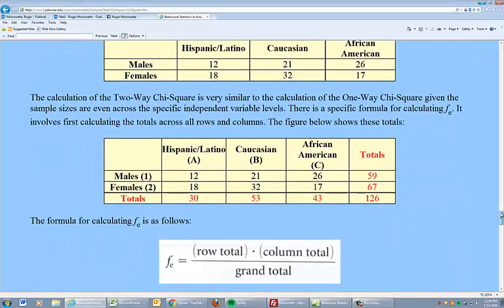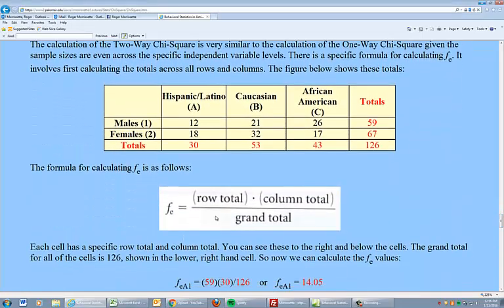Now the f sub e is arguably a little easier because we have a formula for that. You want to calculate f sub e for each cell individually. It asks for the row total right here times the column total, here are the column totals, here are the row totals, divided by the grand total. So you have to do this for each cell. And quite frankly, sometimes it'll be a different f sub e for each cell, and sometimes there may be some duplication. So that's what we do in this problem right here.